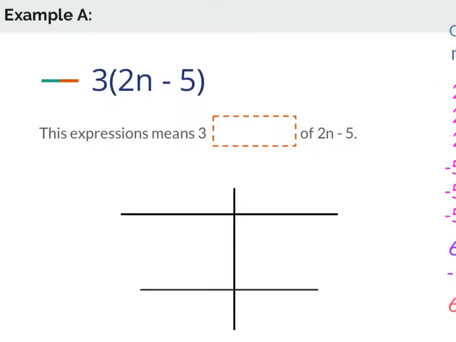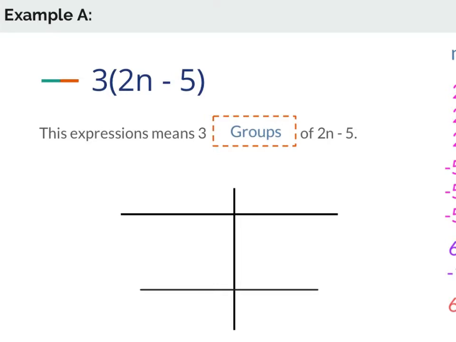So here we are at example A. Example A has 3 outside the parentheses, 2n minus 5 inside the parentheses. So this expression means that we have 3 groups of 2n minus 5.